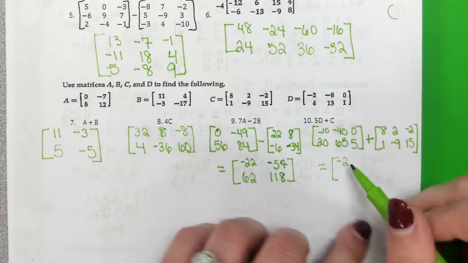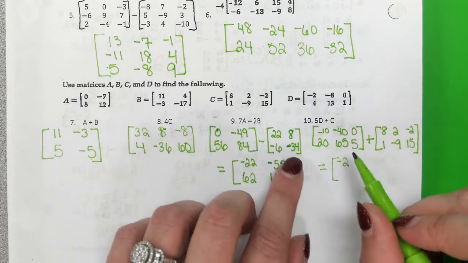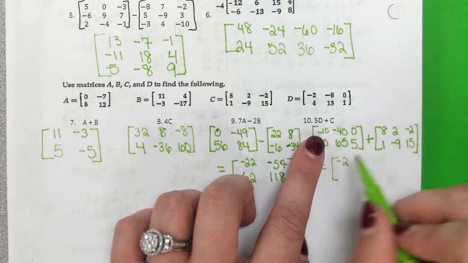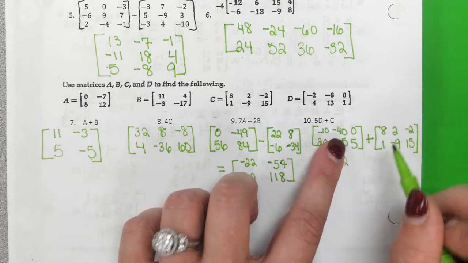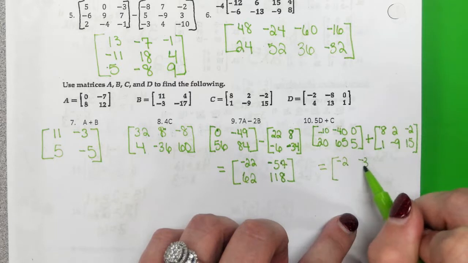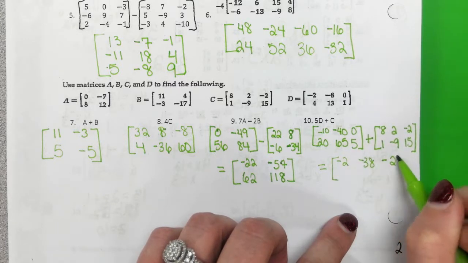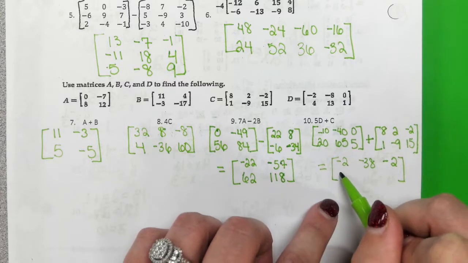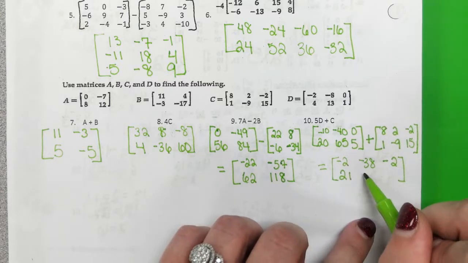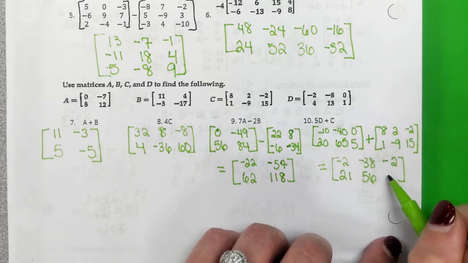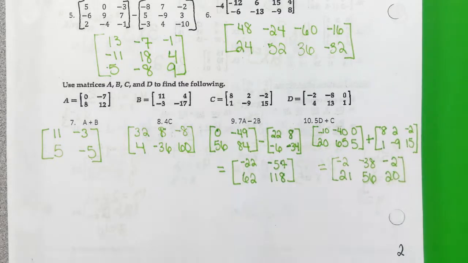Yeah, negative 2. Negative 10 plus 8 is negative 2. All right, what about negative 40 plus 2? Negative 38? Yep. Negative 2. Keep going. 21, yep. 56. And 20. Are y'all okay?